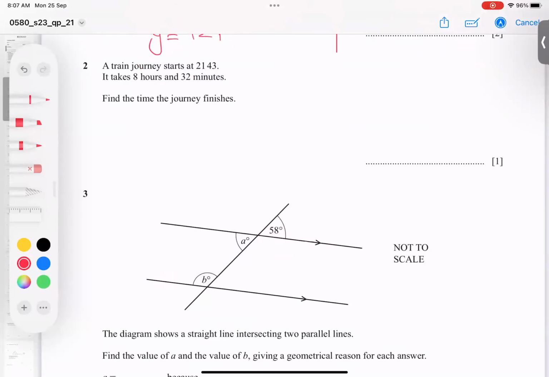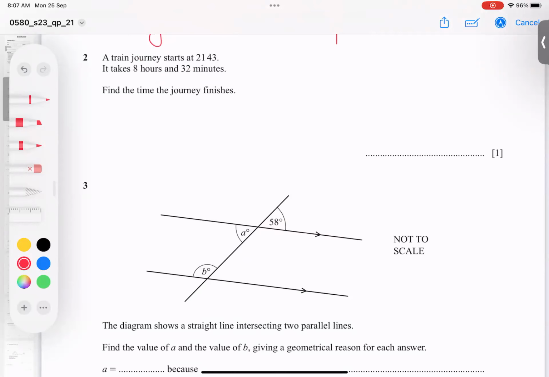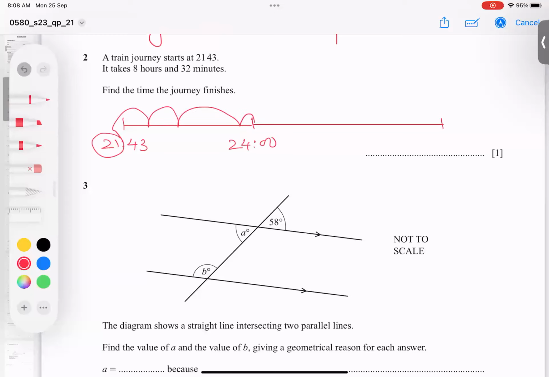A train journey starts at 21:43. This journey starts from here. This is the starting time, very clear. And it takes a total of 8 hours 32 minutes. The finishing time we need to find. So you can see that I have given this kind of break. What is this break actually? It's 24 hours. You know, after 24, the routine of time changes. For example, 21, 22, 23, and 24, then no 25. There's a 1, 2, 3 onwards. So that is why. Let's see what this time is.